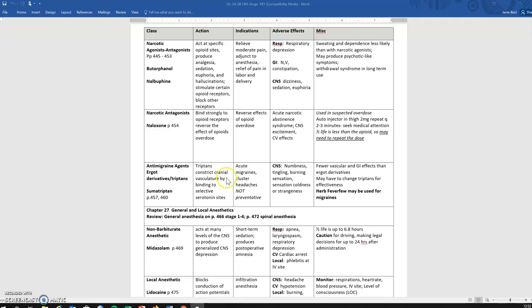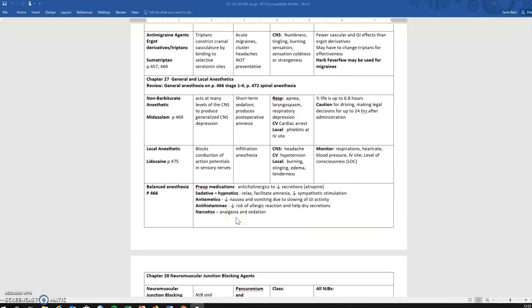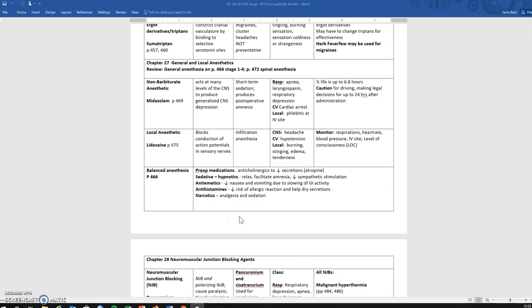sumatriptan. Chapter 27 talks about general anesthetic. There is a review of general anesthesia and the stages of general anesthesia, and then there is a discussion of spinal anesthesia. The stages of general anesthesia include a loss of sensation. Stage 2, the patient may have some combative excitement. And stage 3, they start relaxing, they lose their reflexes, their pupils dilate. And in stage 4, this is total anesthesia with a severe central nervous system depression.